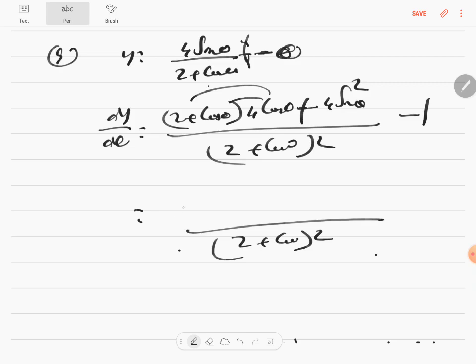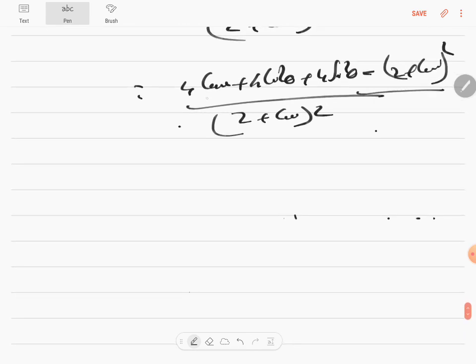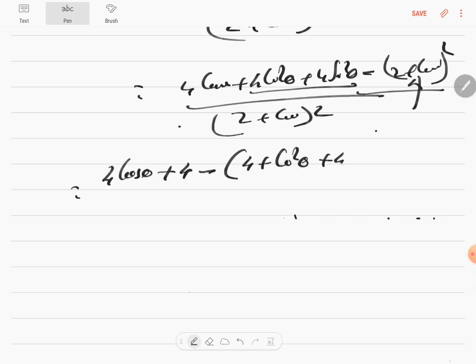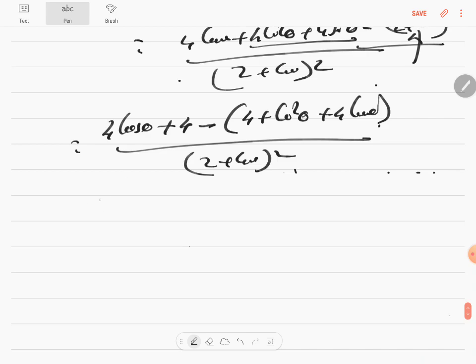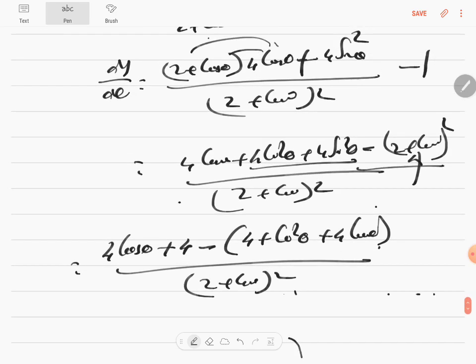Expand this: 4 cos theta plus 4 cos square theta plus 4 sin square theta minus (2 plus cos theta) the whole square. So 4 cos square theta plus 4 sin square theta is just 4. So 4 cos theta plus 4 minus this. Expand this: (2 plus cos theta) the whole square is 4 plus cos square theta plus 4 cos theta, divided by (2 plus cos theta) the whole square. Open the bracket. This is not 4 cos theta, it's 8 cos theta.